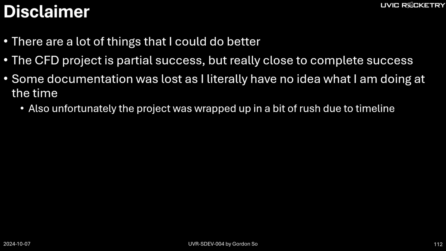Something I really regret is that I lost some of the documentation, because I didn't know what I needed to document at that time. So make sure you do your own documentation, because it helps you so much with debugging. Most of the content in this slide actually comes from my documentation. So make sure you document all the settings and all the graphs.